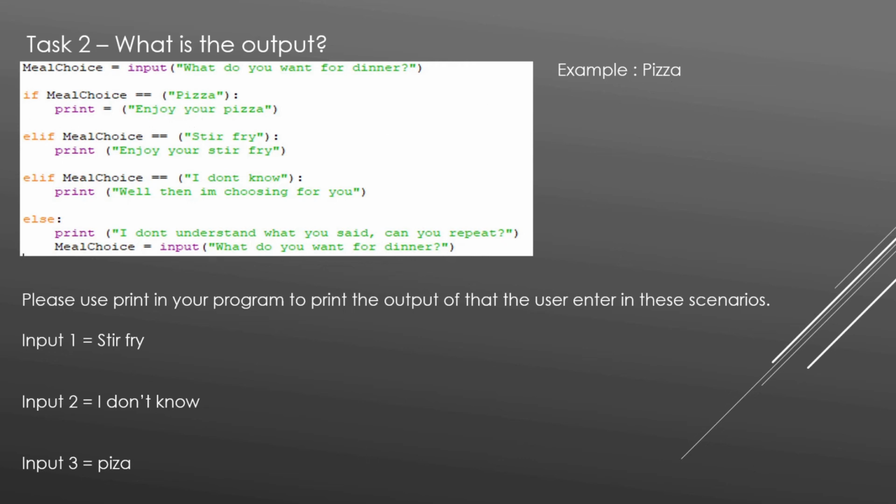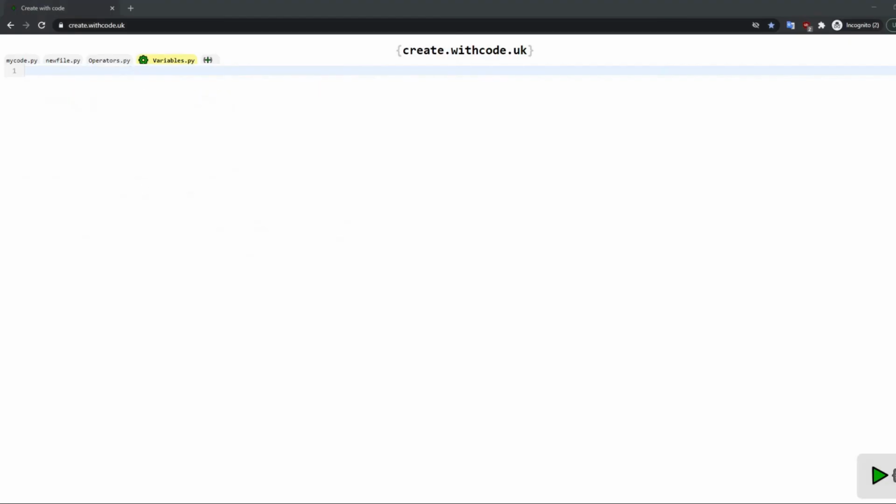So I'm going to hop over to Create with Code. And then in a blank project, what I want you to do is, why won't this move over to Create with Code? There we go. So, I entered pizza, and I know that the correct output is enjoy your pizza. So like I said, in a blank project, what I want you to do is just print me the output that you think would happen based on that input.